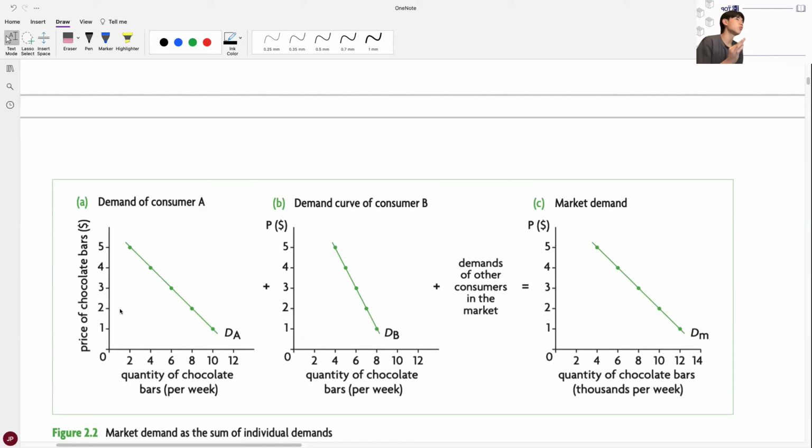Now, when it comes to non-price determinants, we say there's a shift of the curve. When I say a shift of the curve, I mean we're not moving along the curve anymore. The curve itself is moving now. And this is only when it's a non-price determinant. Now I'm going to teach you: when there's an increase in demand, the curve shifts to the right, and when there's a decrease in demand, the curve shifts to the left.